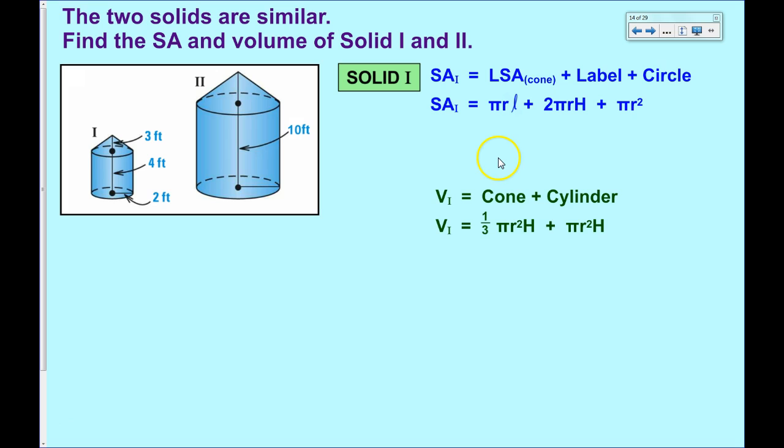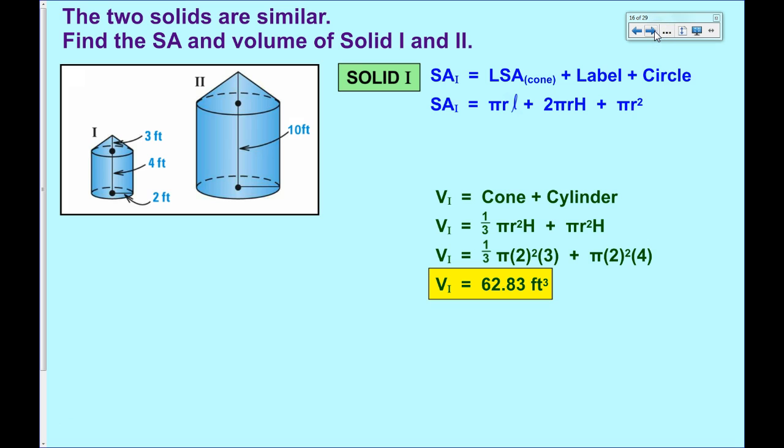So let's see what we know. It looks like we are missing a slant length, so we're going to have to come back to that later, but we do have a height for each the cone and the cylinder and a radius. So we can do the volume right now, and if you do that, you get 62.83 cubic feet.